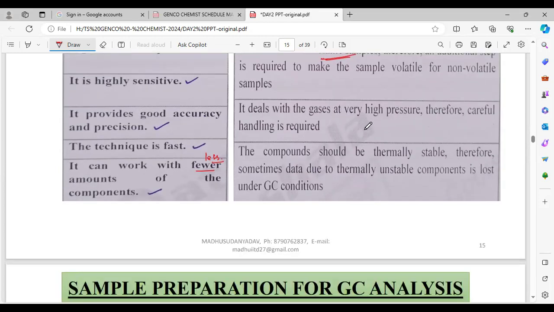It deals with the gases at a high pressure. Therefore, careful handling is required. High pressure means there is a possibility of blasting because you are using a cylinder. The carrier gas is in a cylinder. So high pressures are used.